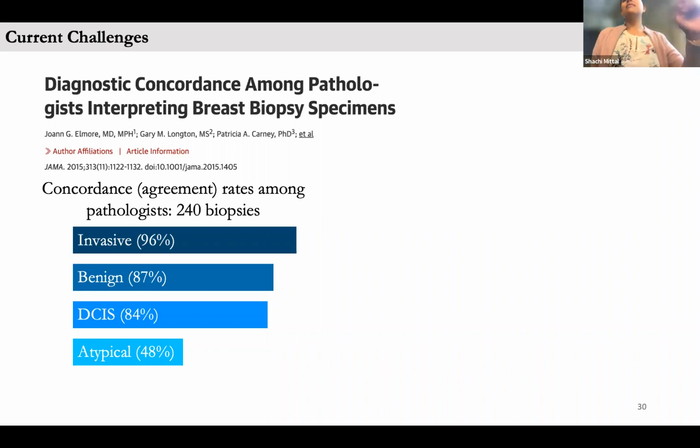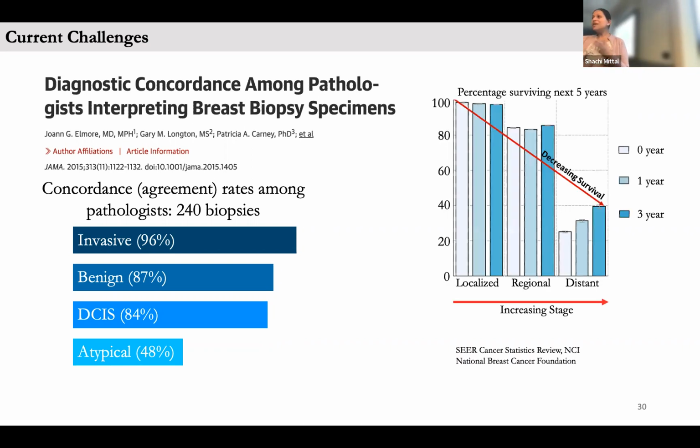Atypical, which is the dysplasia, which carries a 4 to 5 fold higher risk, has a percentage agreement worse than flipping a coin, which is 48%. This really showed that we need intervention or assistive technologies that can help clinicians with early stage disease segmentation. Whereas if you look at patient survival, when you look at advanced stage disease, the 5-year survival rate is really small. So in terms of making an impact, you really need to operate in this region.